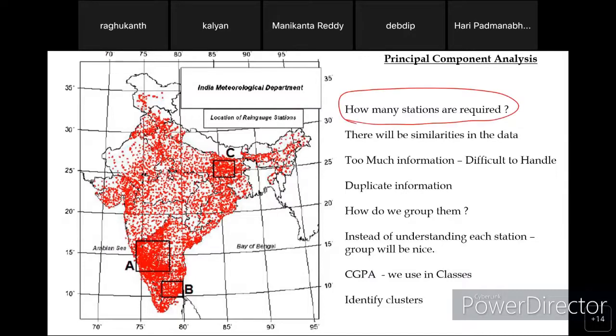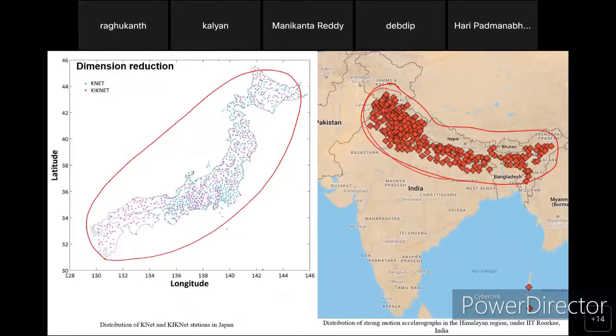Like in the Ganga Basin, at every place do you have to put the instrument, or can you put one every 1,000 meters? How do we handle this? And if you put an instrument at every 10 meter resolution, the number of instruments increases, and when there is an earthquake, the data also increases.